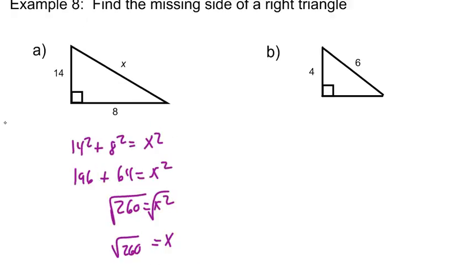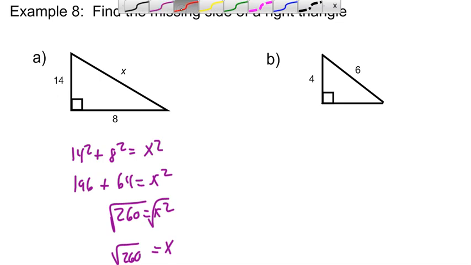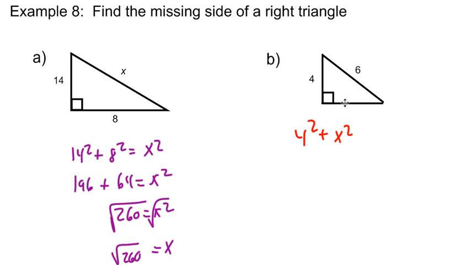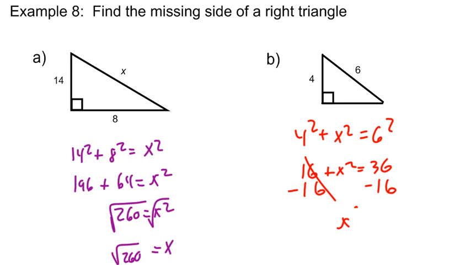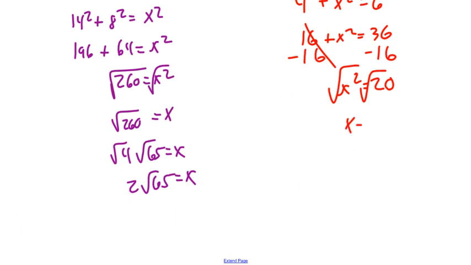All right, let's go to this other triangle here. Just one more example. Leg squared plus leg squared, so we don't know that leg, equals hypotenuse squared. Solve for x. So 4 times 4 is 16 plus x squared equals 36. Subtract 16 from both sides. So those guys are gone. So x squared equals 20. I want to get rid of the square, so I do the opposite of squaring, which is the square root. So x equals the square root of 20.